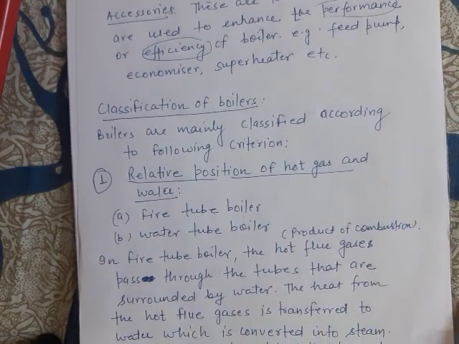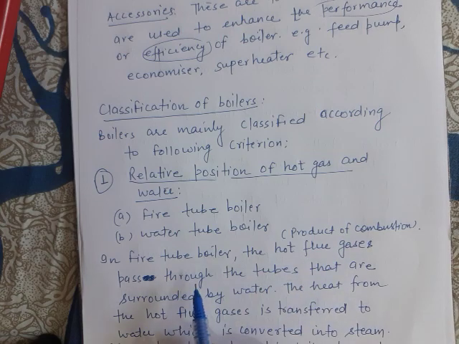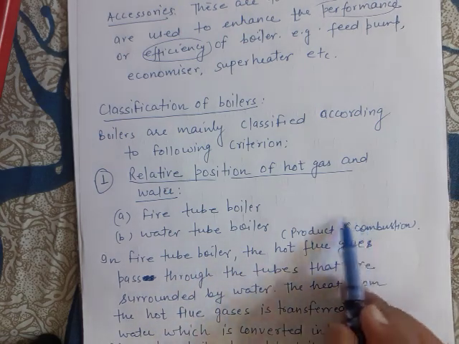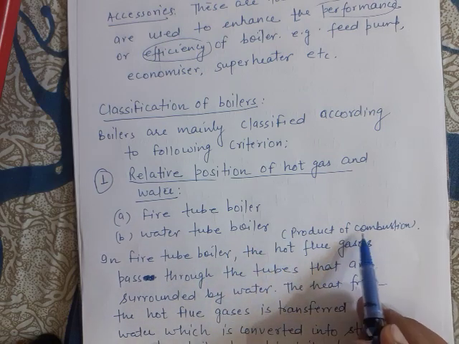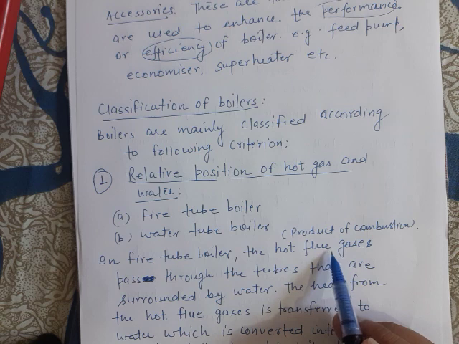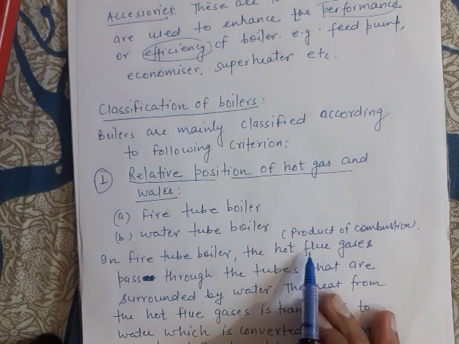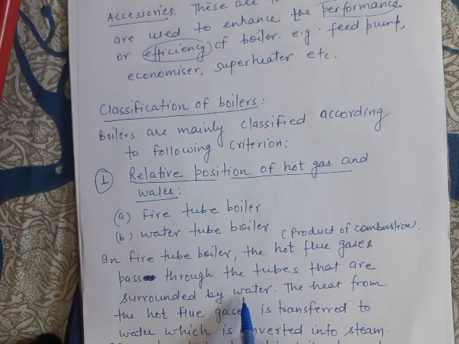In a fire tube boiler, the hot flue gases, which are the product of combustion of the fuel, are generated inside the furnace when the combustion of the fuel takes place. Now these hot flue gases pass through the tubes that are surrounded by the water.